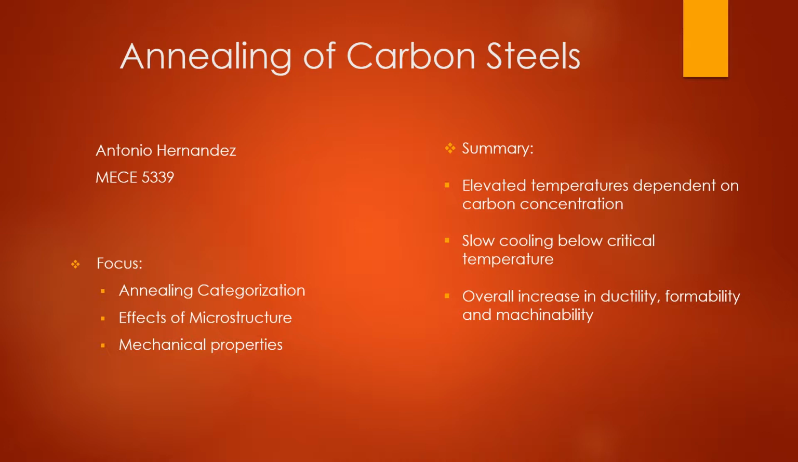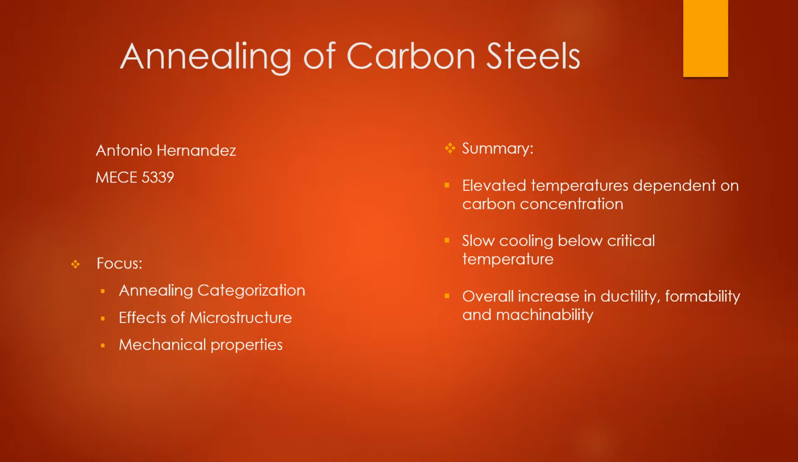What we see is that there's different types of categories for annealing, and they each tend to affect the microstructure in a different way, which lead to certain mechanical properties. Overall, for each annealing process, what you tend to see is that the change in carbon concentration also affects at what temperature you wish to begin the annealing process.